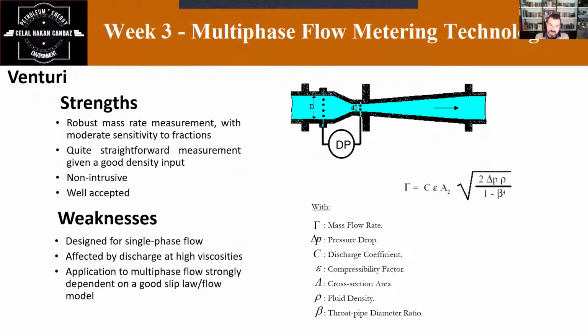But the weakness, it's designed for a single phase flow. When it passes to two phase, your errors on your rates are increasing. You are starting to see more fluctuations. It is affected by discharge at high viscosities. Viscosity is still a problem here as well. Application to multiphase flow is strongly dependent on a good slip law flow model. These are the characteristics of the Venturi device for multiphase metering.